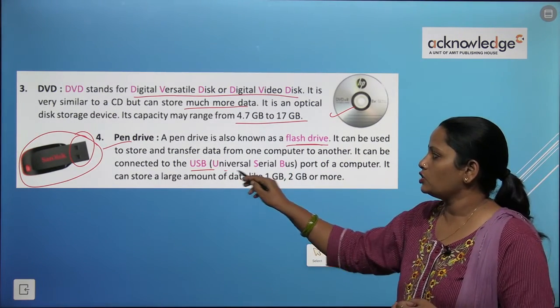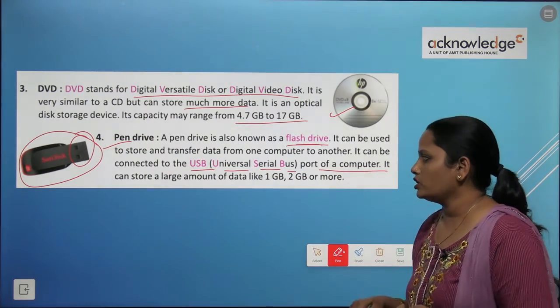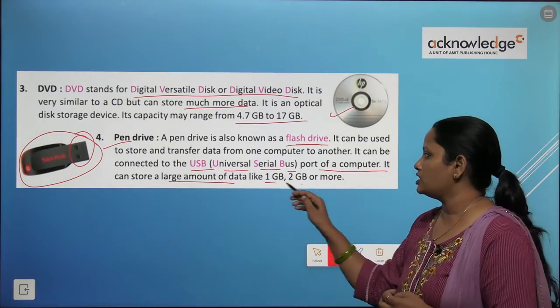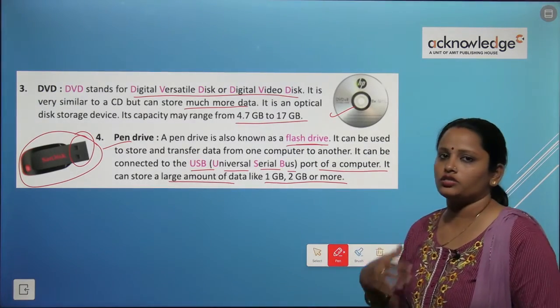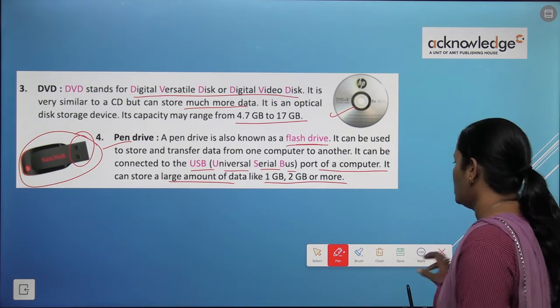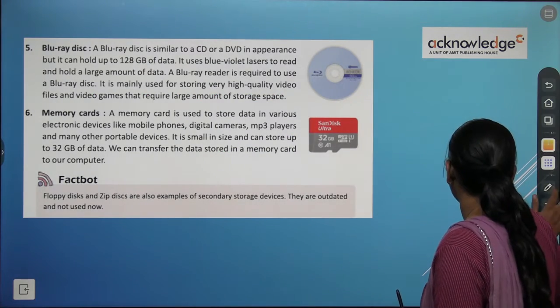And USB means Universal Serial Bus port of a computer, and it can store a large amount of data like 1 GB, 2 GB and more. So it starts from 1 GB, and depending on how many GB the pen drive is that we buy, we can store that much data in it.